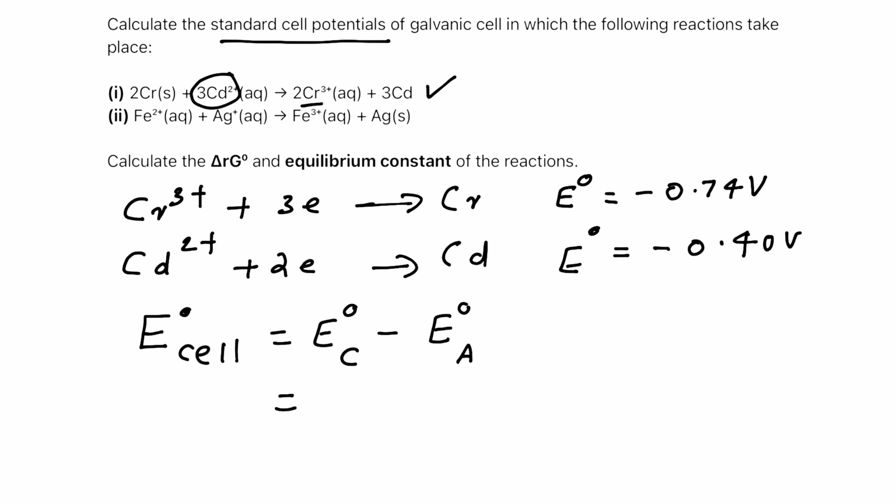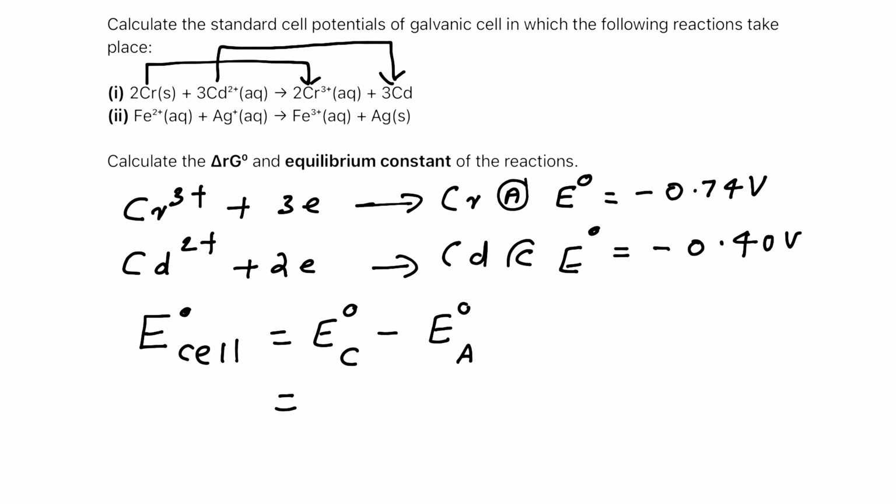Now who is cathode, who is anode? It's very easy, right? Here, who is undergoing oxidation? See, chromium is undergoing oxidation. So chromium is the anode. Clear? And cadmium, you can see Cd2+ becomes Cd. The oxidation number decreases, so it is reduction and it is the cathode.